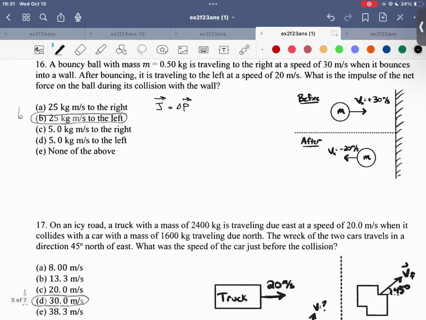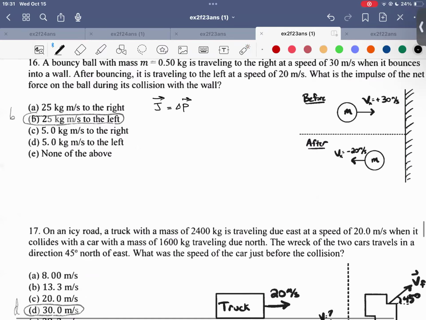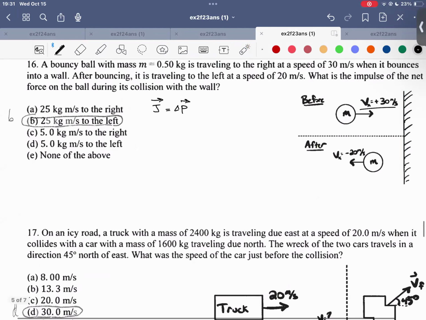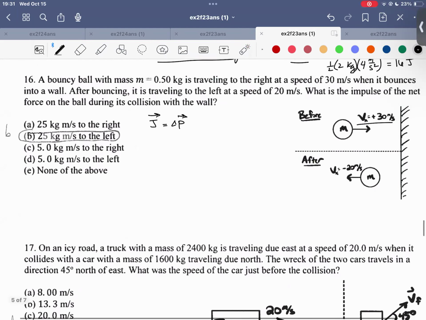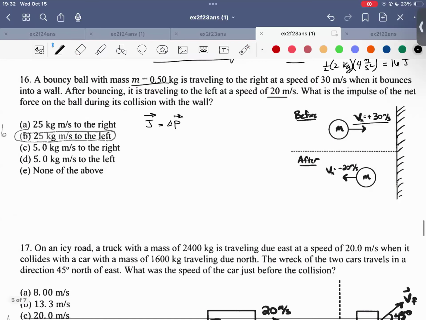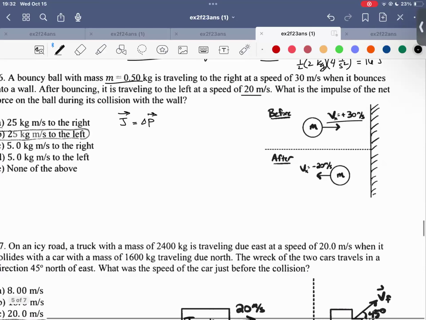So since impulse is change in momentum, our momentum initial is, let's see, the ball is 0.50 kg, and it's traveling to the right at a speed of 30 meters per second, and then it's traveling to the left at 20 meters per second. We're asked to calculate the impulse. Since it's already set, this is positive and this is negative, right?